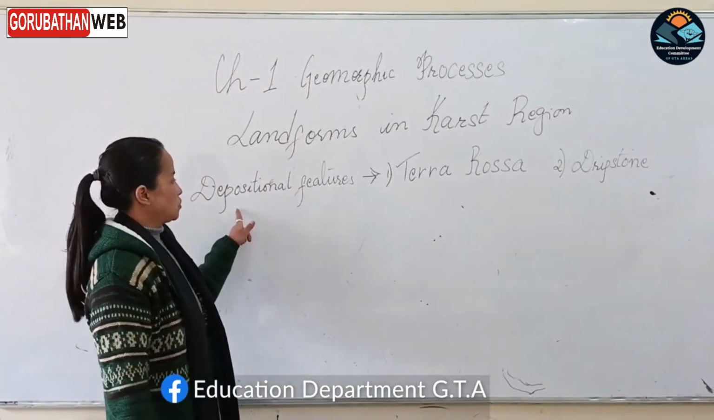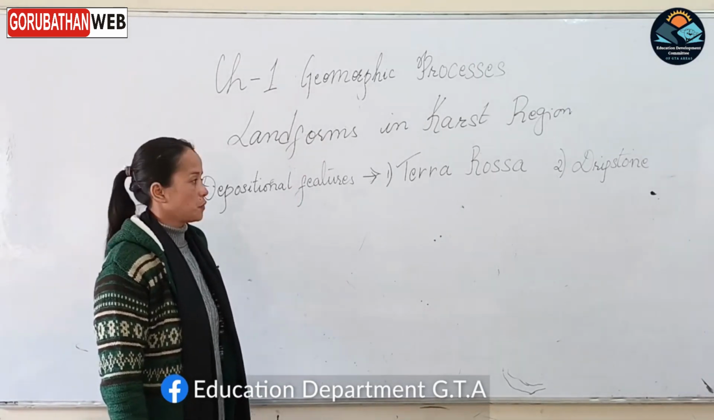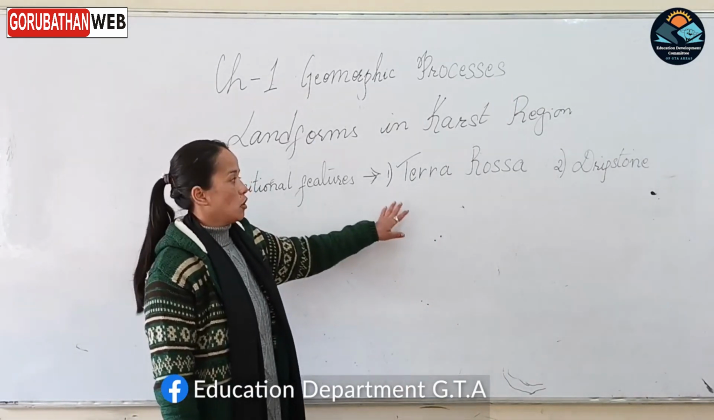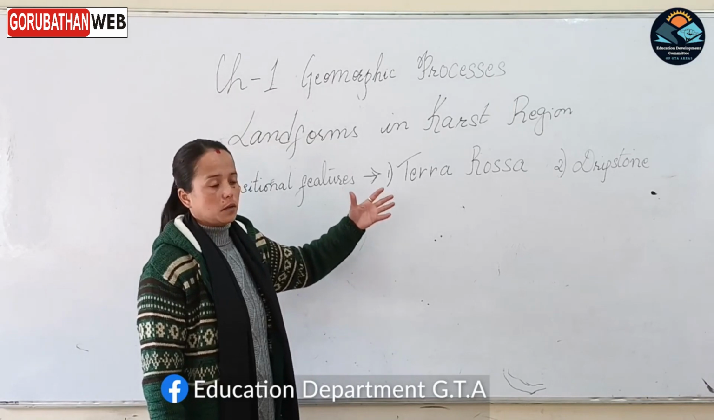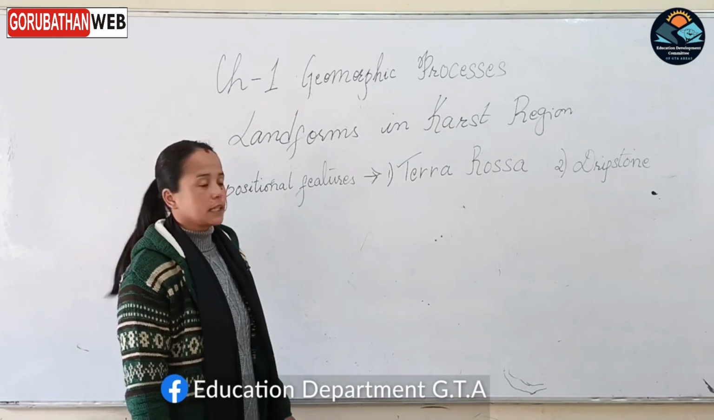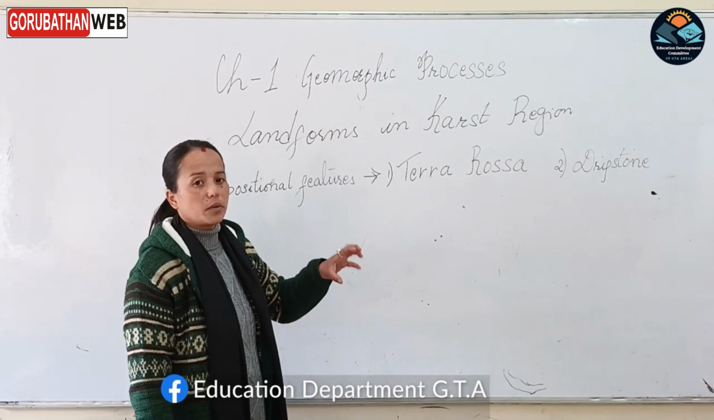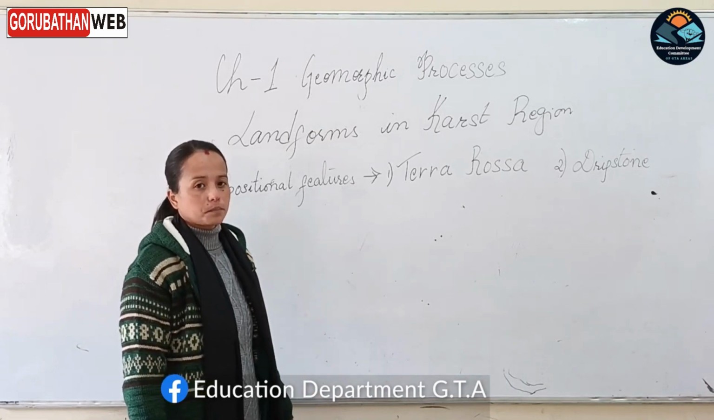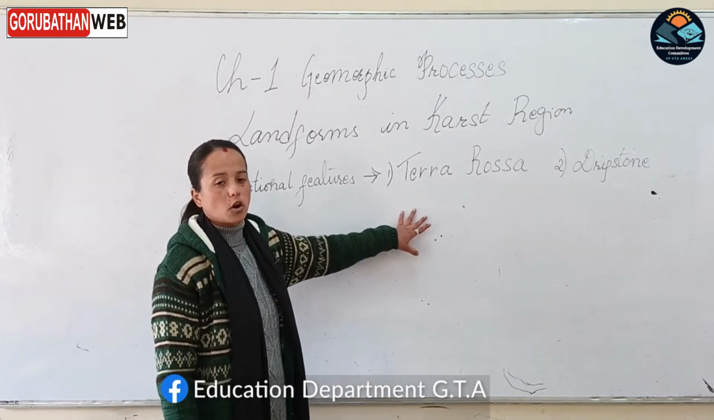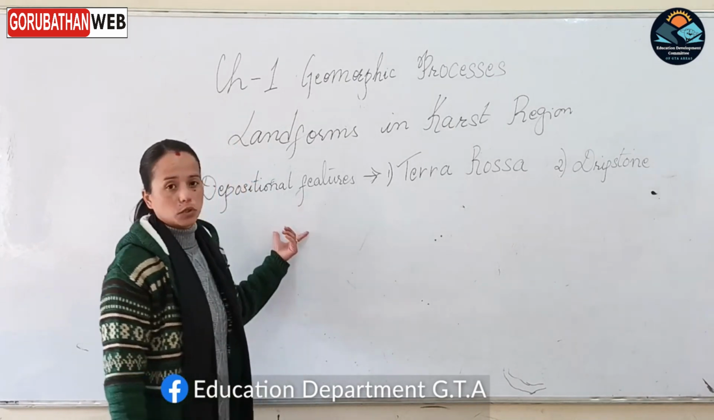So now we'll do the depositional features which are formed in the karst region or the karst topography. So first one is the terra rosa. Some of the things are not affected by the solvent action. They do not get dissolved because of the solvent action of the rainwater. So they remain there as a residue in the limestone region, and they are red in color because of the presence of iron oxide. So that is known as terra rosa, which is a depositional feature.